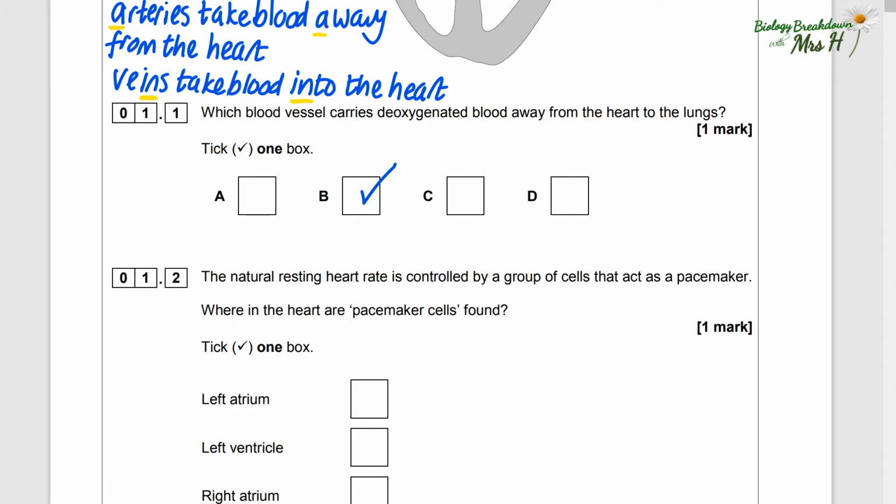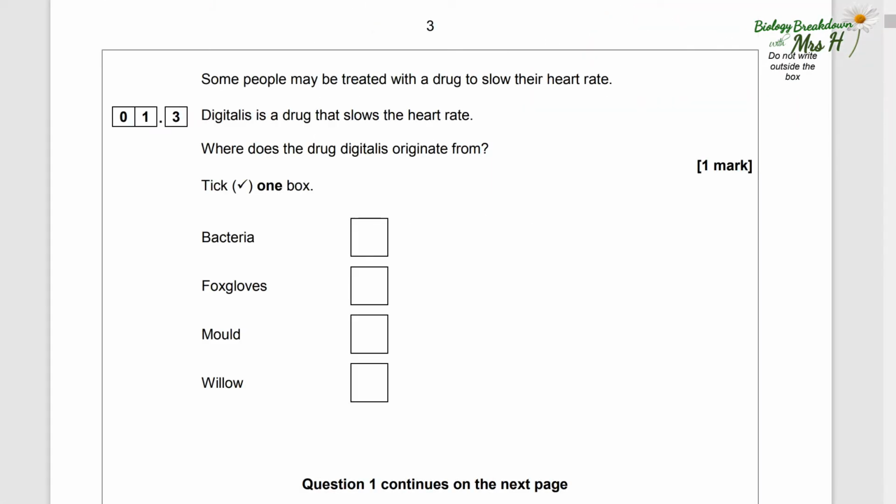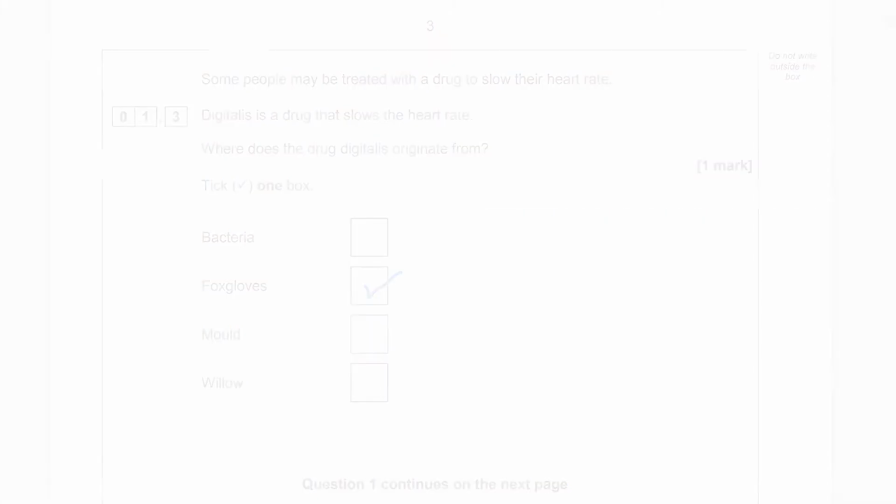Where in the heart are the pacemaker cells found? Well, they are found in the right atrium. Some people may be treated with a drug to slow their heart rate. Digitalis is a drug that slows the heart rate. Where does the drug Digitalis originate from? Well, this is actually from those pretty flowers here that are called foxgloves.